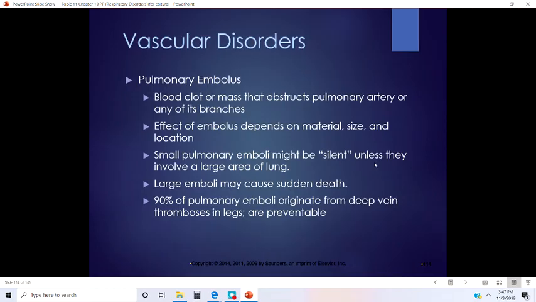Now, small pulmonary emboli may be silent unless there's a bunch of them affecting a large area of the lung. Sometimes people don't know they have them. While on the other hand, a large embolus, right, may cause sudden death. That may be the first sign that there was a problem, right, that the patient dies. 90% of the pulmonary emboli originate from, look at this, deep vein thromboses in the legs. And again, these are preventable, right, by just kind of moving around, preventing stagnation in those deep veins of the leg.